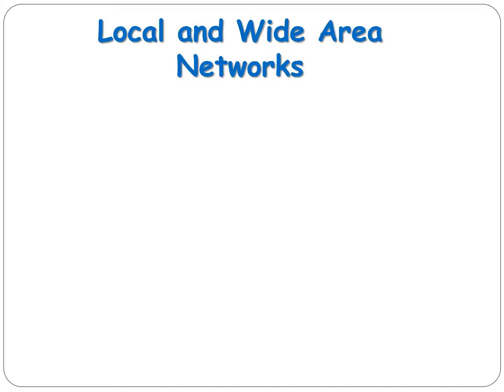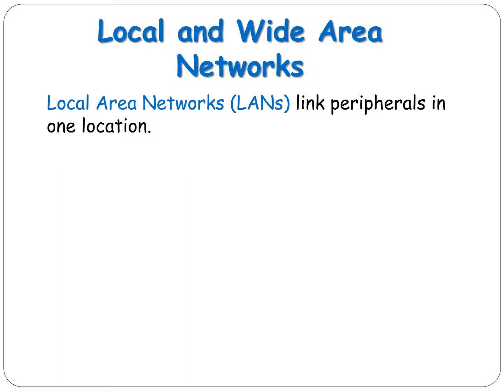And finally, local area and wide area networks. So local area networks are sometimes called LANs. These link peripherals in one location. Peripherals are things like a printer. So in your IT room there'll be one printer, yet there'll be 30 computers. So those 30 computers are linked together, and that one printer is linked together with those other 30 computers in a local area network. A local area network is usually across one site or one office building. It's a local area network.